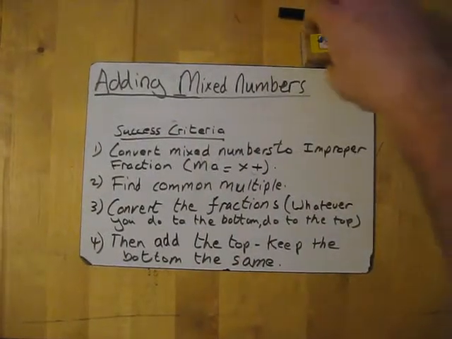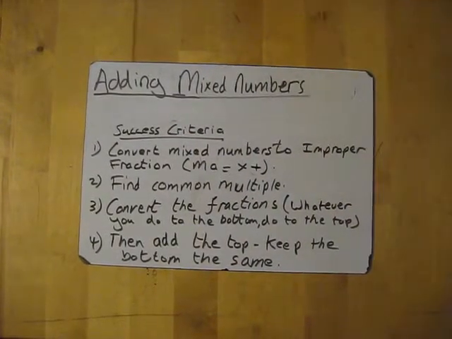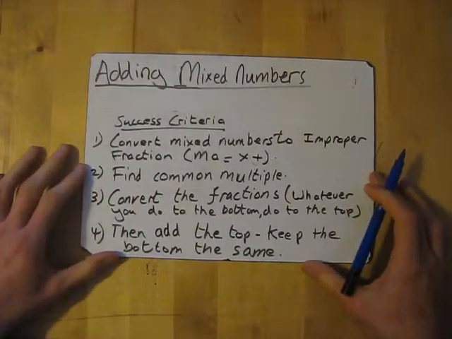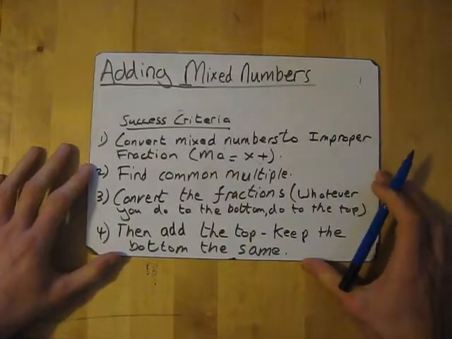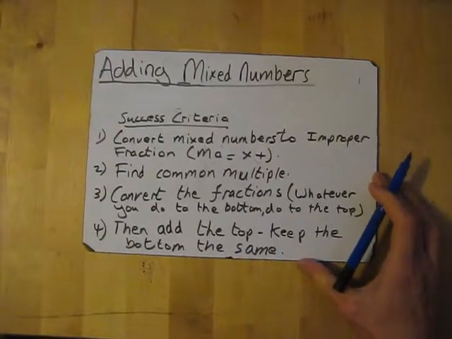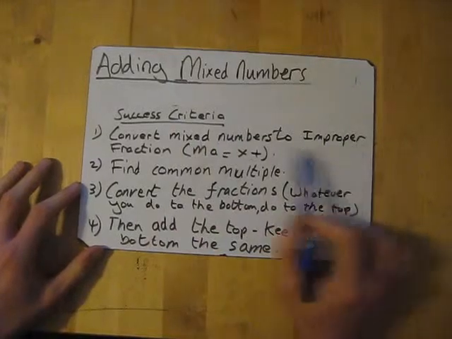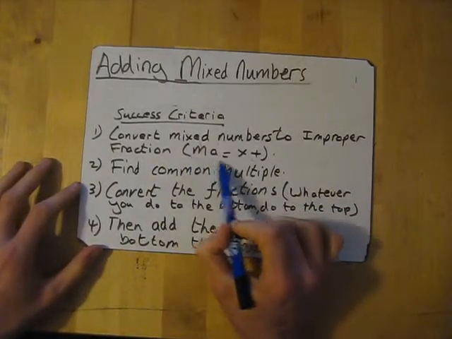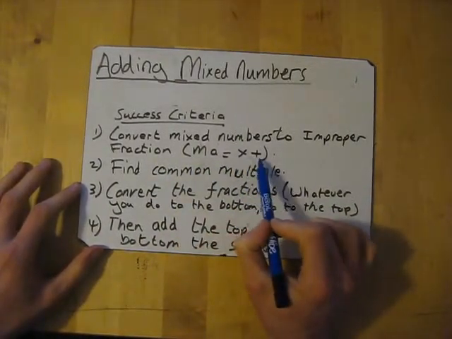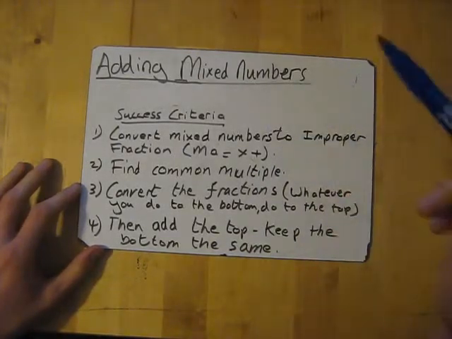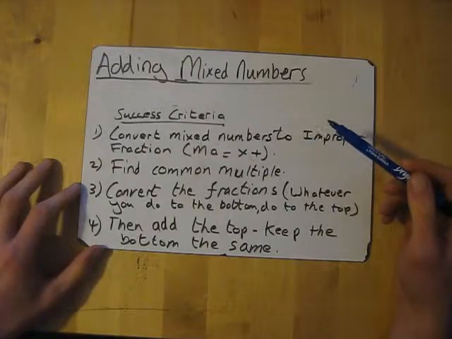Right, we're going to have a go at adding mixed numbers. Okay, so the success criteria for this is very similar to mixed numbers and fractions actually. What you do is you basically need to convert any mixed numbers into improper fractions, and do that by using ma, so multiply and add. I have a little video on it. It should be above somewhere if you want to have a quick look at it.